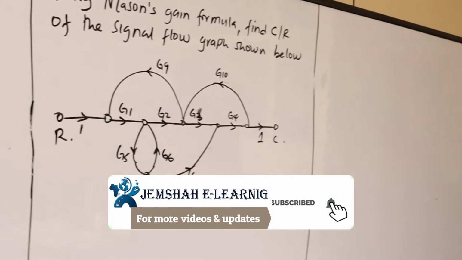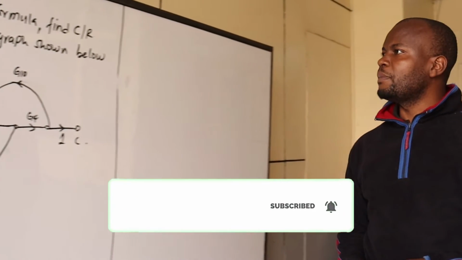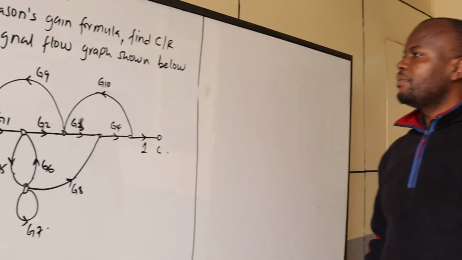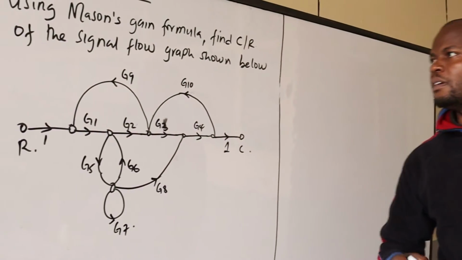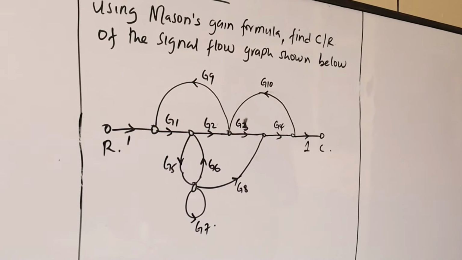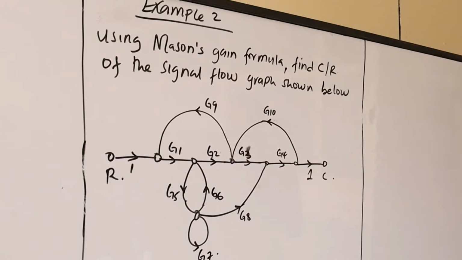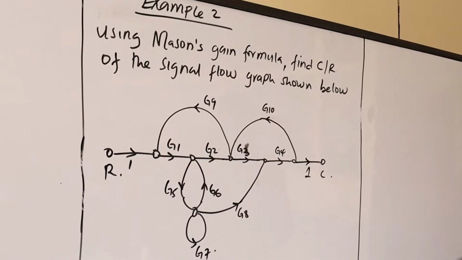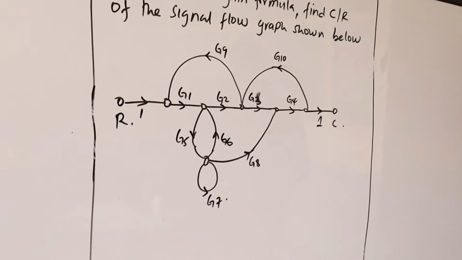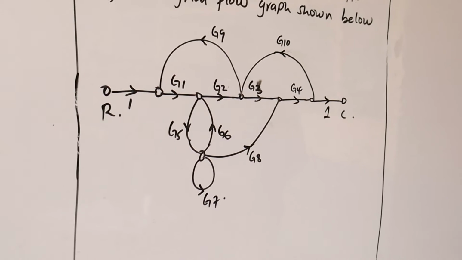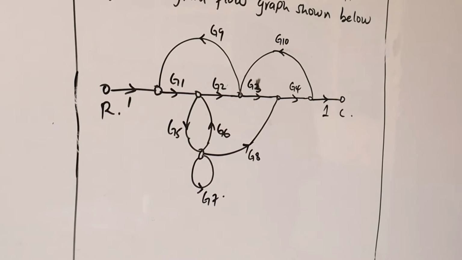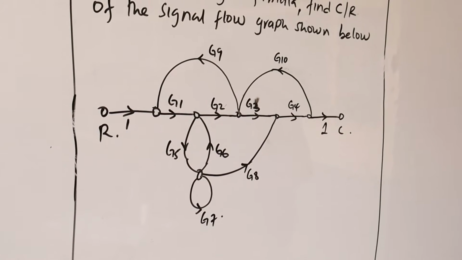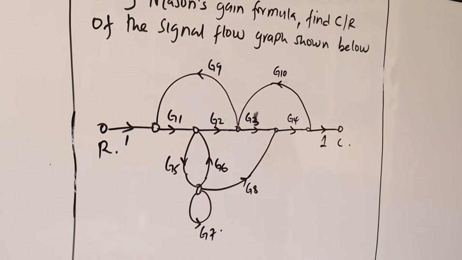So we can look at another example, example 2, whereby we have been given a signal flow graph and the question is, using Mason's gain formula, find C over R of the signal flow graph shown below. So the signal flow graph is here. Of course, you can see the input, then we have G1, G2, G3, G4, and so on.